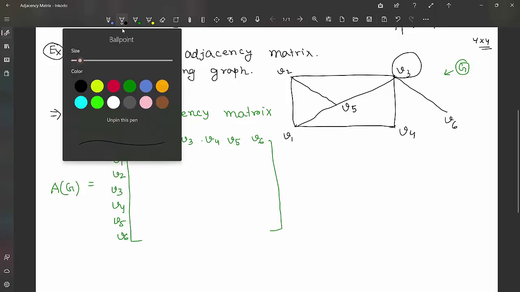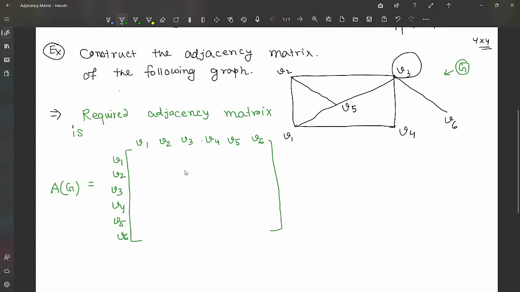So now here V1 has no self loop, so we put here 0. From V1 to V2 there is one edge, we put 1. From V1 to V3 there is no direct edge, so we put 0. Adjacent to V1 there are V2, V5 and V4, not V3. So V4 is adjacent to V1, so we put 1. V1 is also adjacent to V5, we put 1 here. Not adjacent to V6, so we put 0.